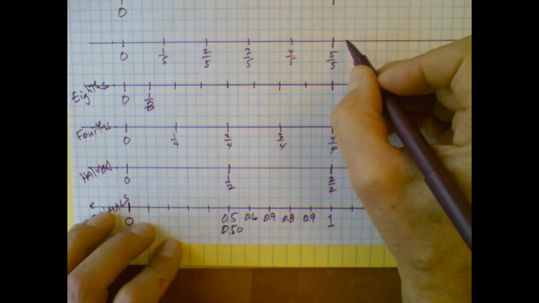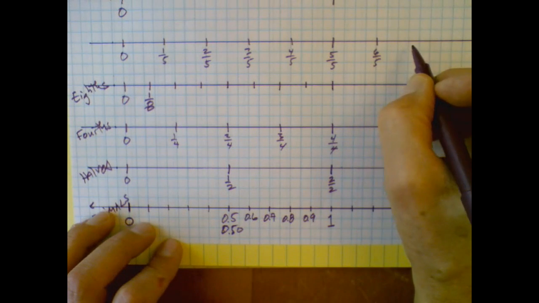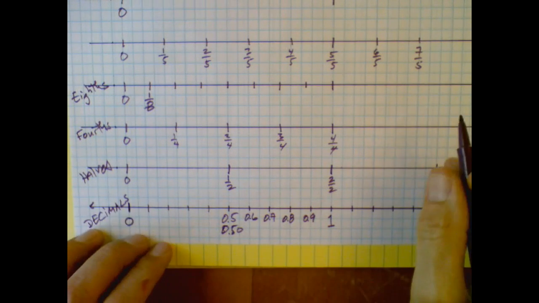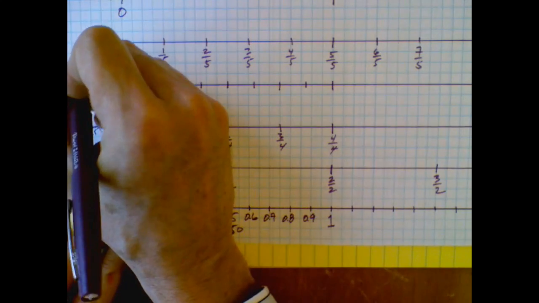And I could keep going here. 1, 2, 3, 4. This would be 6/5 if I wanted to keep going. 1, 2, 3, 4. This would be 7/5. And I could do that with all my number lines. So this is a little introduction to building these different number lines. I'm going to label this as my fifths.